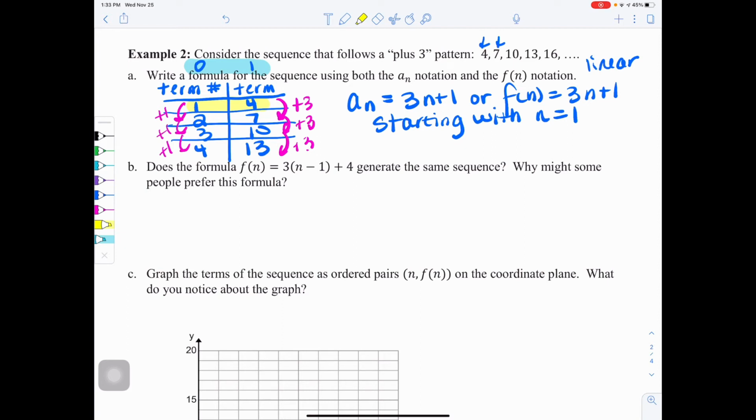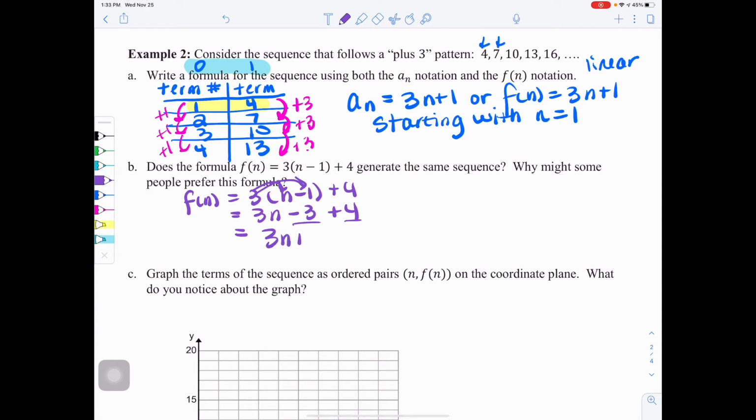So we're going to take a look at it and see if I can simplify it to get it to look like the formula we came up with. So f of n equals 3 times n minus 1 plus 4. I'm going to distribute the 3, and I would get 3n minus 3 plus 4. And that would equal, by combining my like terms, 3n plus 1. So I do get the same exact answer as I got up above. Take a second and pause the video and think about the second question and see what you come up with. Resume when you're ready to see the answer.